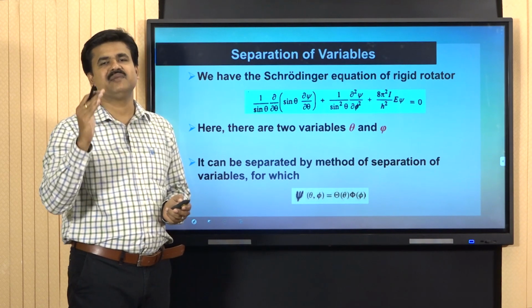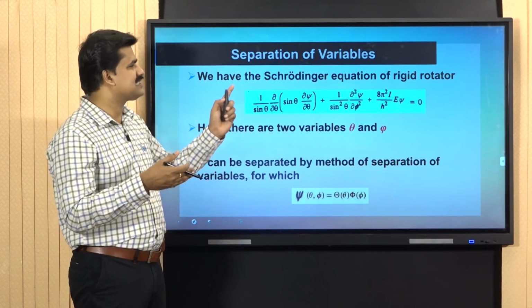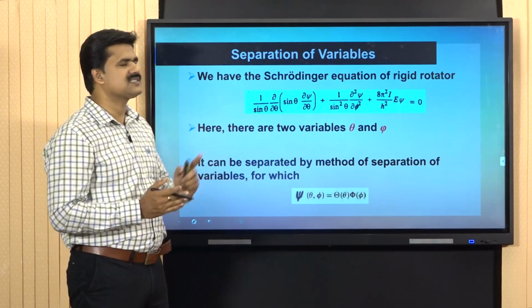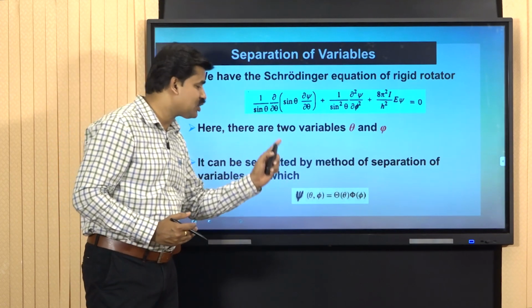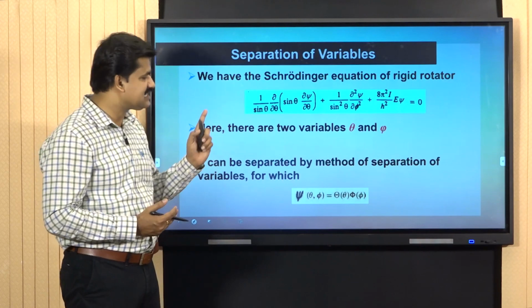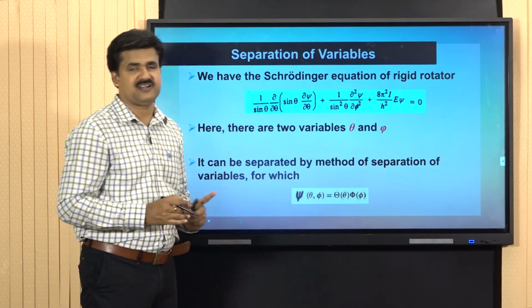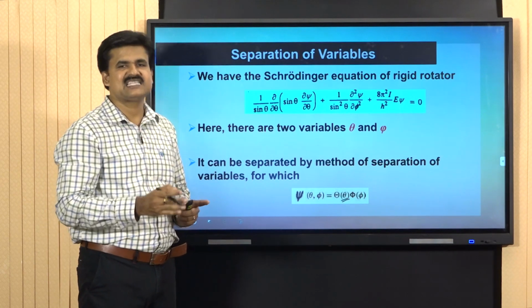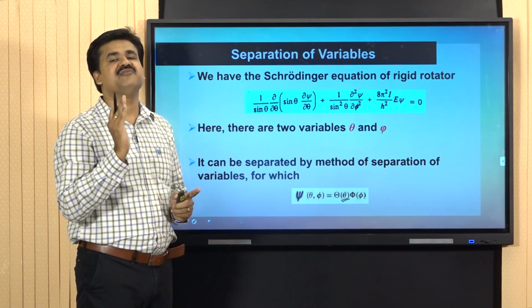The equation containing the theta variable is called the theta equation, and the other containing the phi variable is called the phi equation. We are moving to separate this equation by adopting the method of separation of variables. And for that, we have to take an assumption that psi of theta phi, that is the total wave function, is equal to theta of theta into phi of phi. Note the fact that theta of theta represents the part of the wave function which depends on the theta variable only, and phi of phi represents the part of the complete wave function that depends on the angle phi or the variable phi.